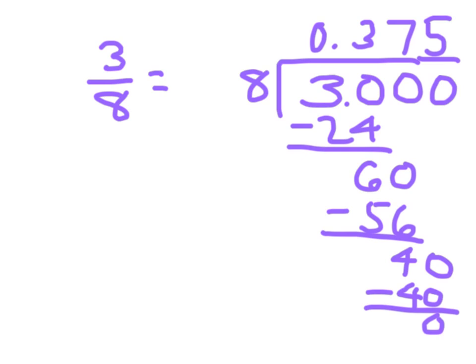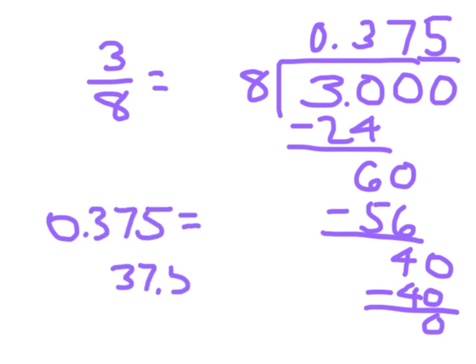We knew that 0.37 would be 37%. 0.375, what we write that as is 37.5%. 375 thousandths is 37.5%.